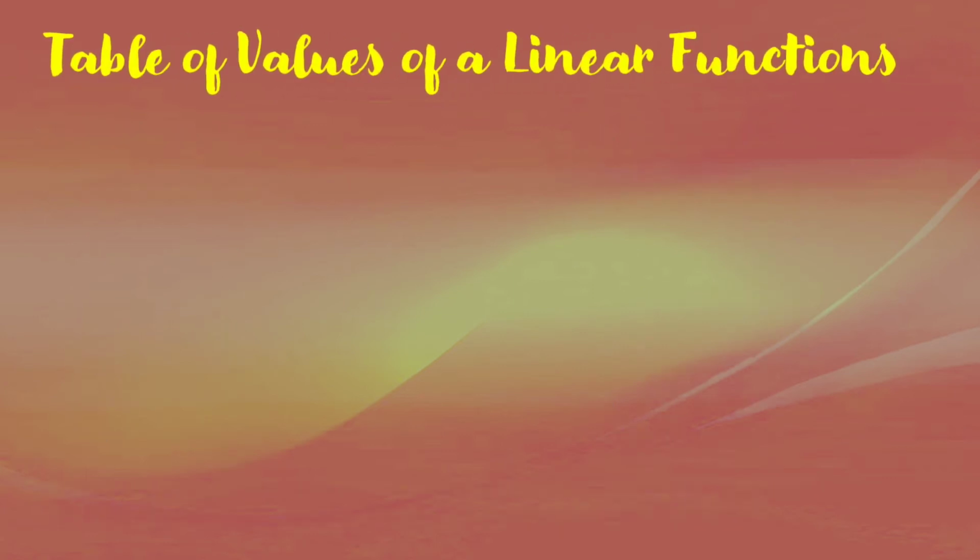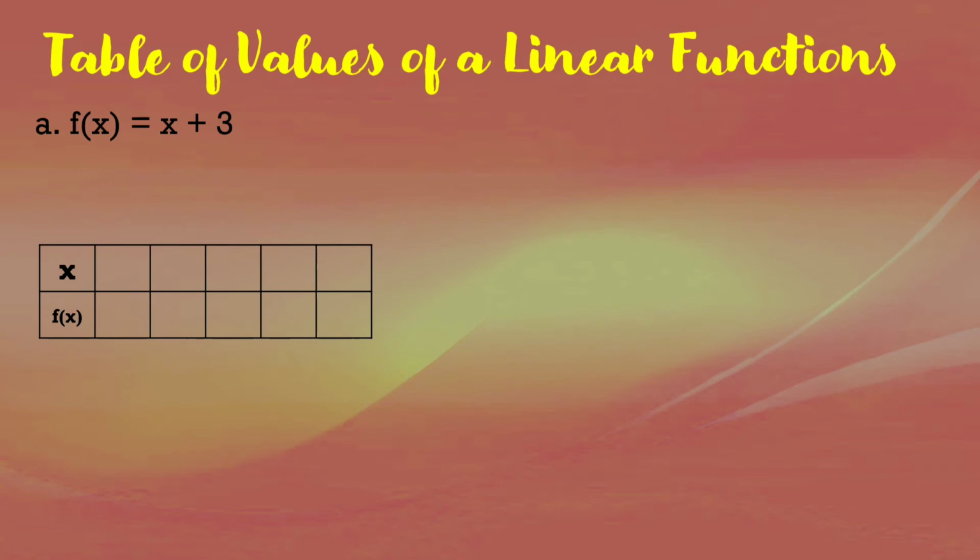So, table of values of a linear function. How do you determine that a table of values is a linear function? Let's try it first with f of x equals x plus 3. Let's make a table of values. When x is negative 2, the value of f of x or y is 1. When x is negative 1, y is 2. When 0, 3. When 1, 4. And when 2, 5. We solved this earlier.